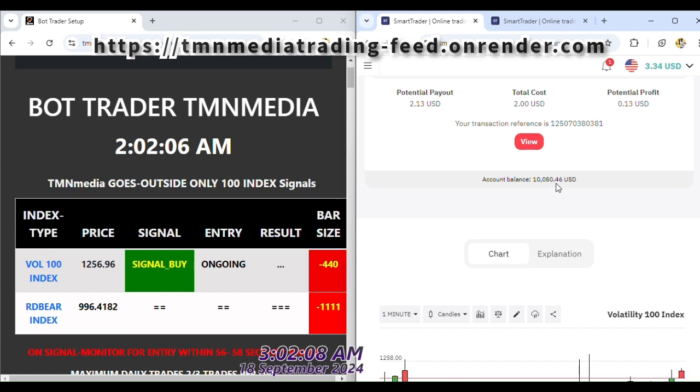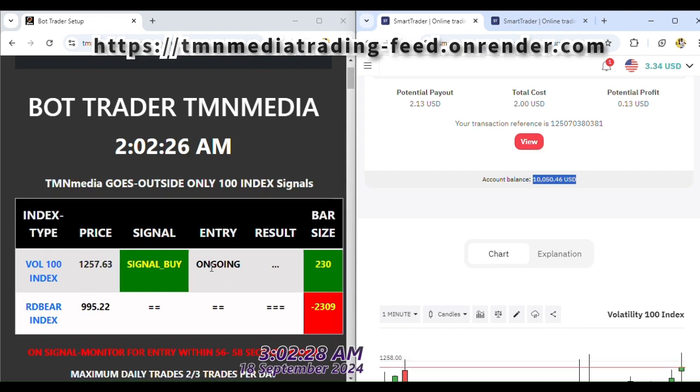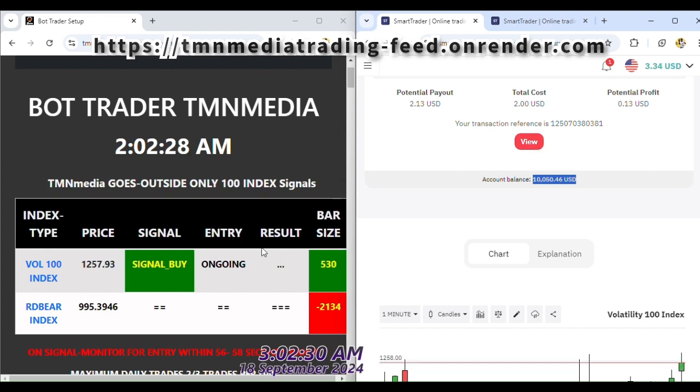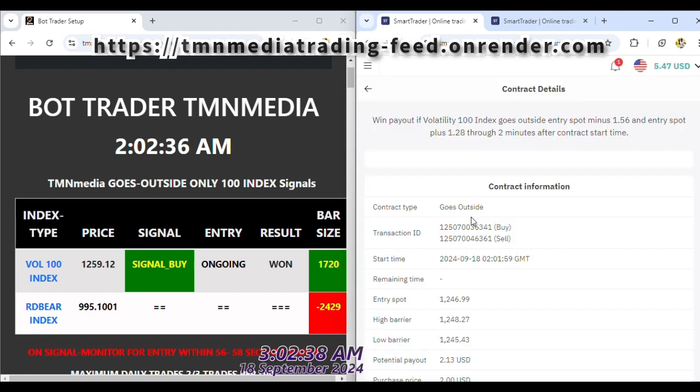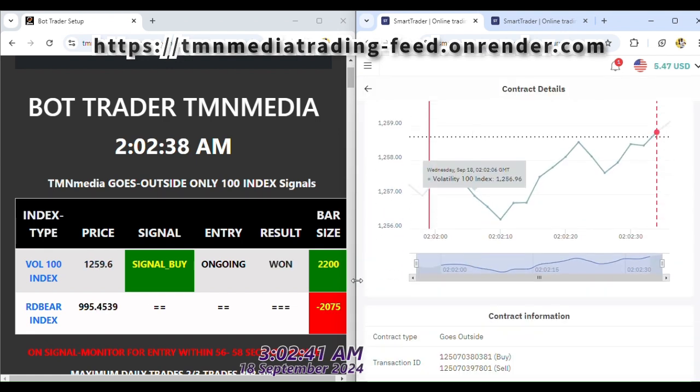Okay, and I believe my robot also placed a trade. That's why you are seeing the balance change here. So my robot also placed that same trade I placed. I'll get to see the results of the trade the robot took, and I'll also get to see mine here as well. So you can see I won the trade, and the trade has also been won here as well.